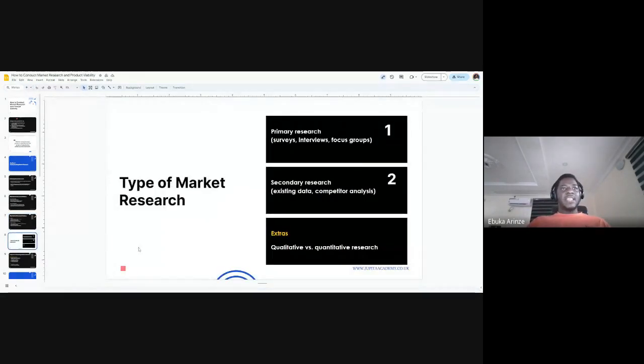So, moving on to another thing, types of market research. We have primary research and secondary research. Primary research means the data that you generate through your actions, actions that you take to generate the data. In these scenarios, you have things like surveys, interviews, and focus groups.